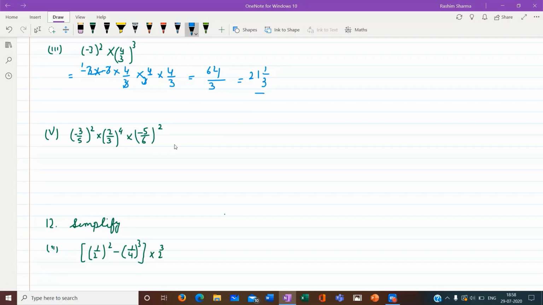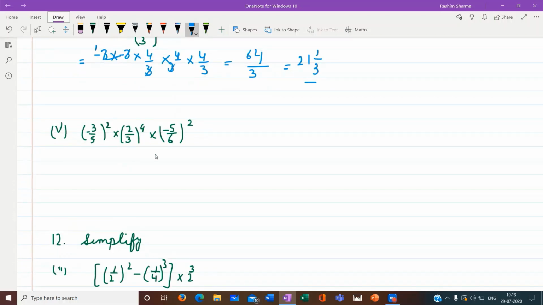Alright. Next part. Fifth part is (minus 3 upon 5) raised to power 2. Means we have to write it as minus 3 upon 5, 2 times. (2 upon 3) raised to power 4 means 2 upon 3 is to be written 4 times. And (minus 5 on 6) 2 times means minus 5 on 6 into minus 5 on 6.